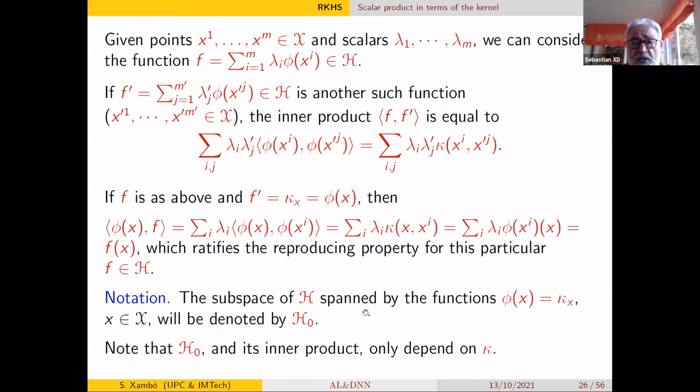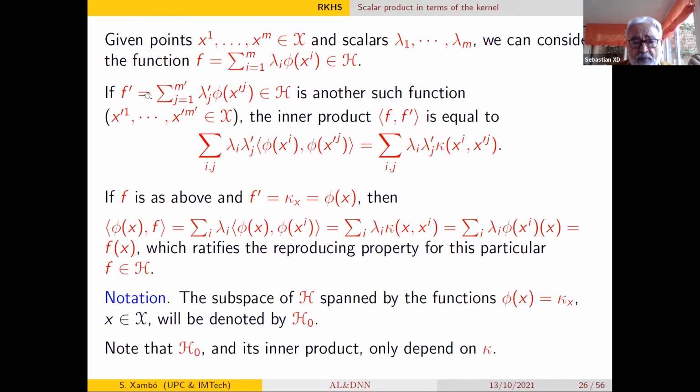Let me explain now the scalar product in terms of the kernel. By this I mean the following. Suppose you have a finite number of points x_i in curly X and the scalars lambda_1, ..., lambda_m. Then we can consider the function f, a finite linear combination of the phi of x_i, or kappa sub x_i. Linear combination, this is clear, this lies in H.